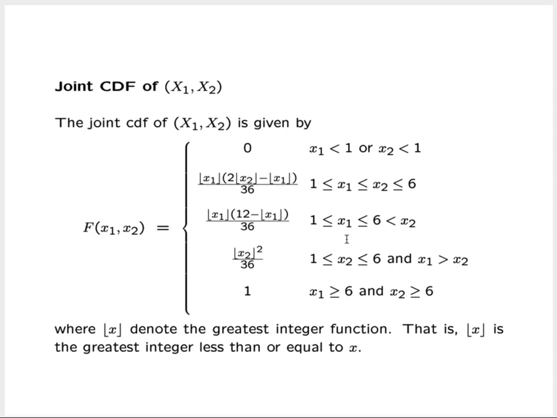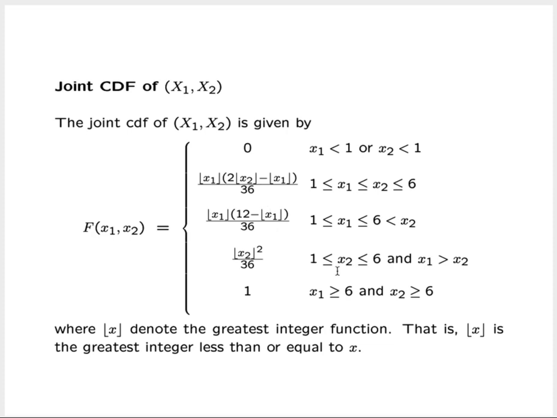If x1 is greater than or equal to 1 and less than or equal to 6, but x2 is greater than 6, then the expression for the CDF is the greatest integer function evaluated at x1 times the quantity 12 minus the greatest integer function at x1.